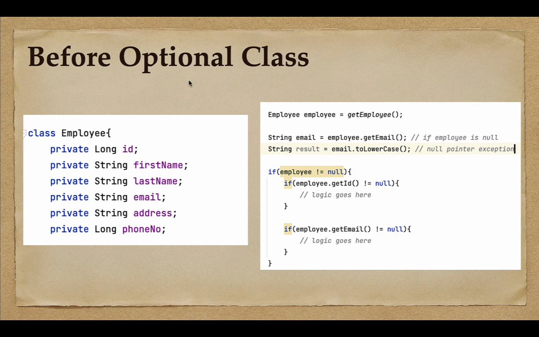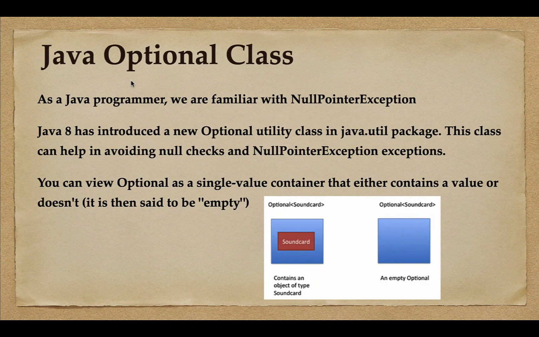That is where the Optional class was introduced. The Optional class basically helps us to avoid writing null checks, and it will also avoid producing the null pointer exception. Now let's see what is Optional class. Well, Java 8 has introduced a new Optional utility class in the java.util package. This class can help in avoiding null checks and null pointer exceptions.